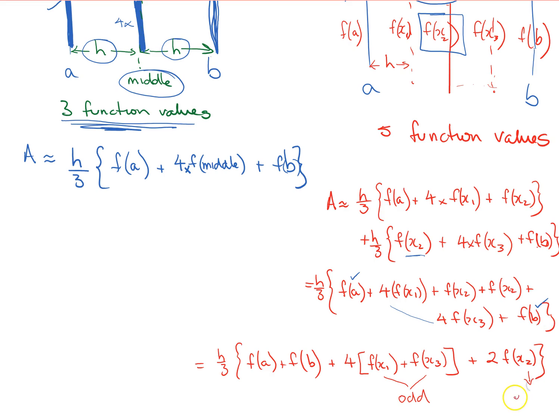Here, 2, you can see, is an even number, and we want 2 times the function value at the even x value position. Now that pattern continues in that format for 3 applications, 4 applications, etc. It's always h on 3, first function value, last function value, and 4 times function values at any odd position, and 2 times function values at every even position.